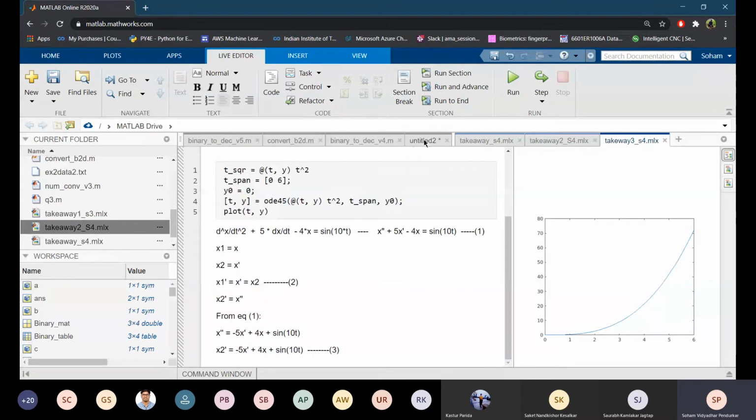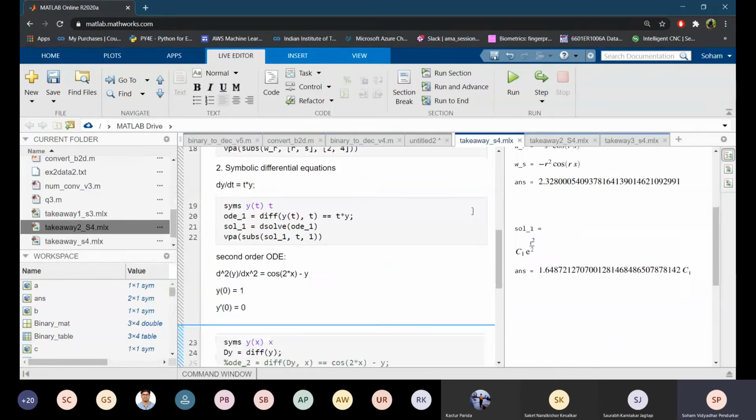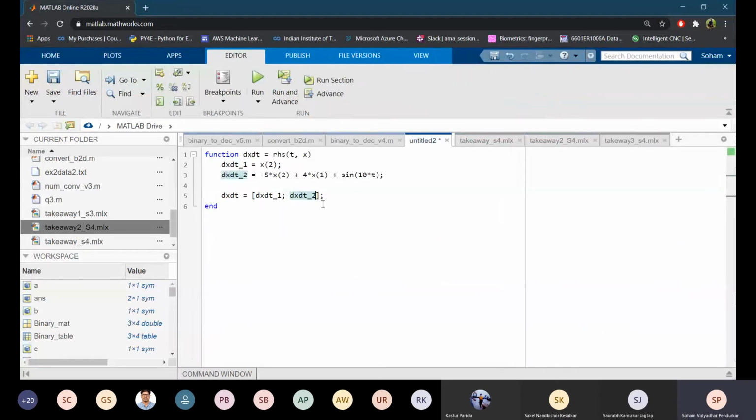So when I'm supplying it in this array form, when it is being supplied to ODE45, it detects that this is one differential equation and this is another. And we want these two differential equations to be solved simultaneously, and after that we'll get our solution. So this is what ODE45 is going to do for us.